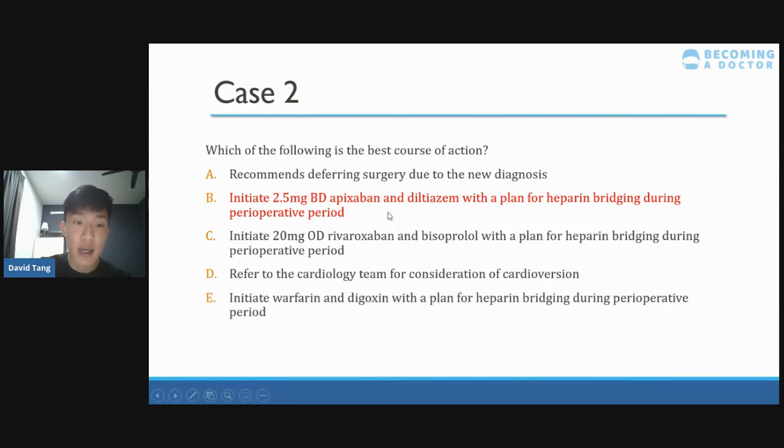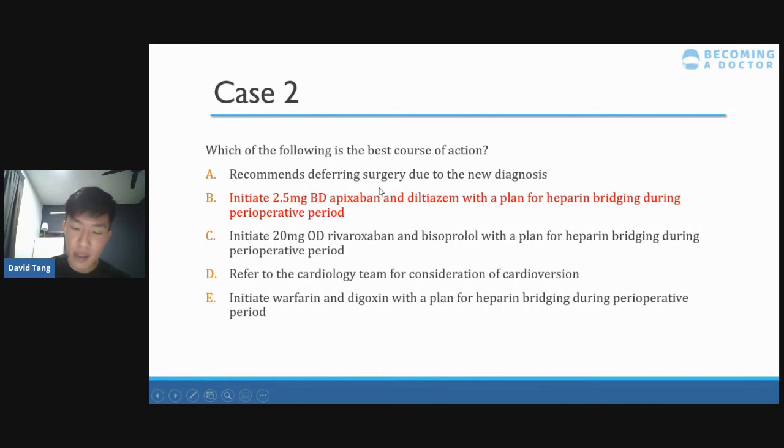Option C, you have rivaroxaban. This is the same class as apixaban. Bisoprolol is a beta blocker, a longer-acting one. And cardioversion, we will talk about later. Warfarin is a very traditional drug that is used in anticoagulation. And digoxin as well is a very archaic medicine, also discovered in Britain, as a historical fact, with the plan for heparin bridging. So digoxin plays the role of rate control, warfarin of anticoagulation.